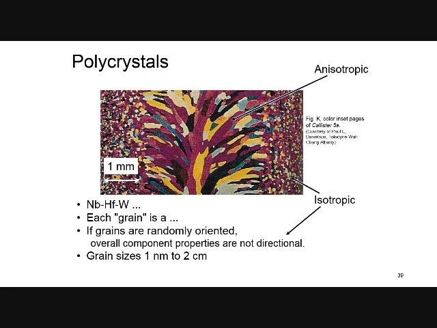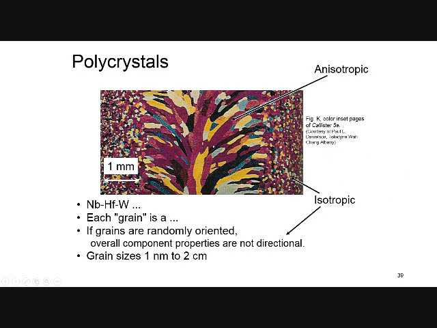This picture shows an example of a niobium hafnium tungsten plate with an electron beam weld. This has been polished and etched and is observed under the microscope, and you can see different grains. Each of these colors is showing a grain, and some of them are towards a certain direction and some of them are equally distributed.